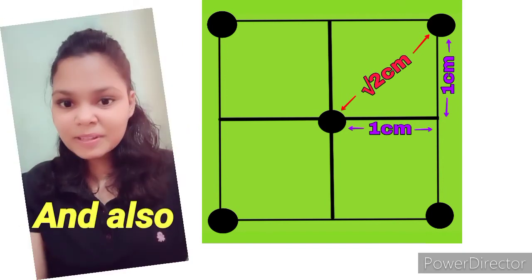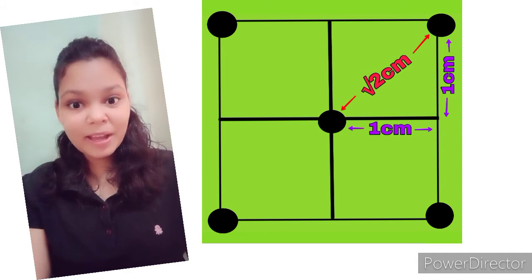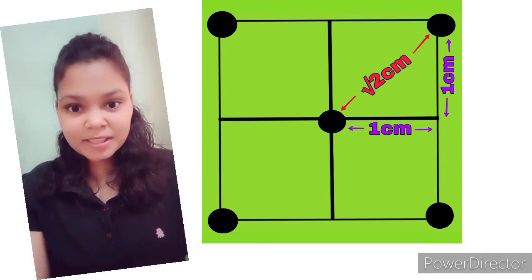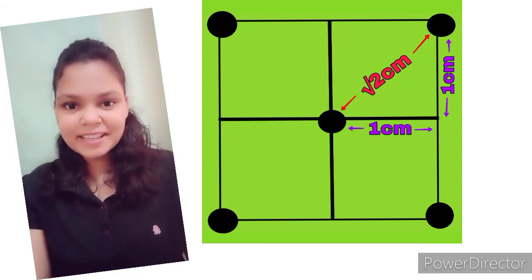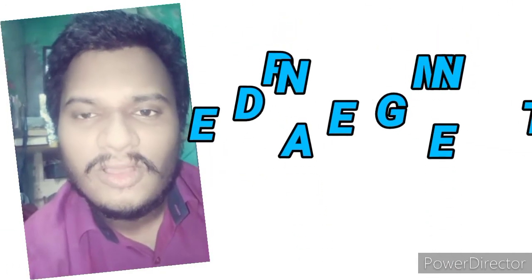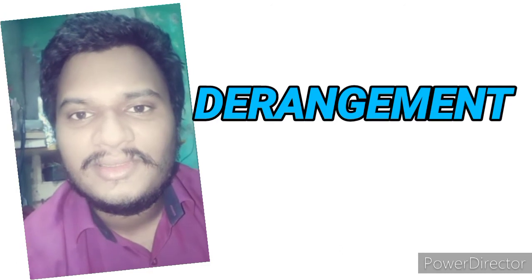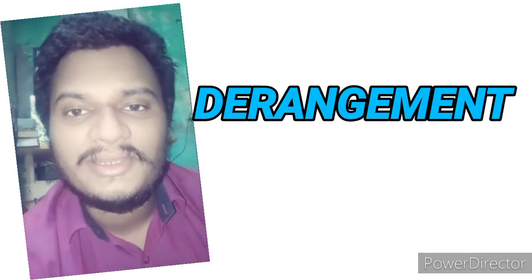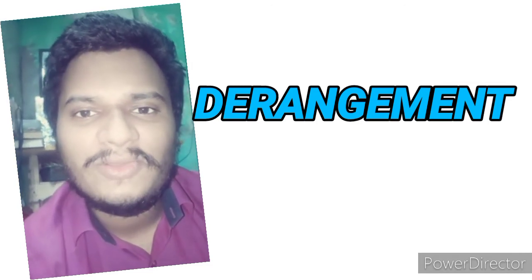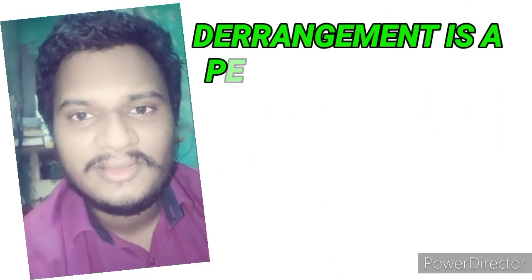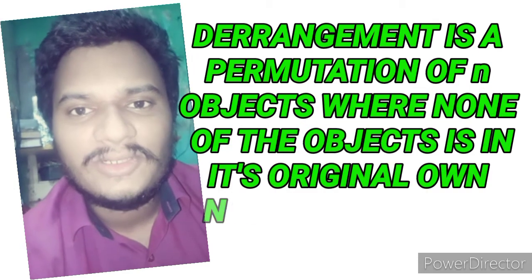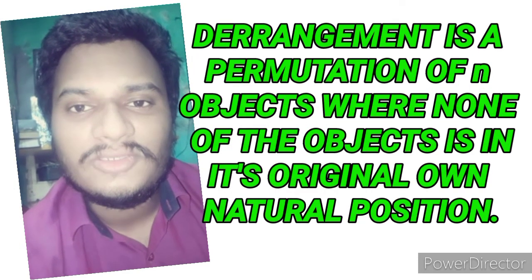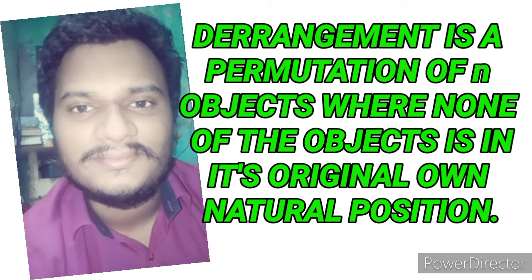By pigeonhole principle, there exists a pair of points in one small square and the maximum distance that we have is root 2 centimeter. So our next topic is derangement. By the name itself it suggests that it's an arrangement of objects in a wrong order. Now let us try to give a proper definition to derangement. Derangement is a permutation of objects where none of the objects is in its original or natural position.